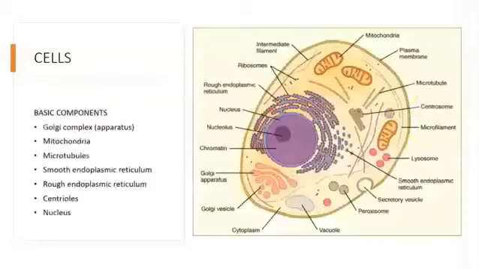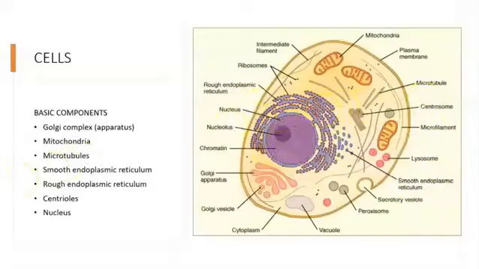Basic components of a cell. We can look at that in this figure where you have the cell right here and what it's composed of. Then you're going to have the Golgi complex. You're going to have mitochondria right here. You're going to have microtubules, which are these lines, a smooth endoplasmic reticulum, a rough endoplasmic reticulum, centrioles, nucleus.